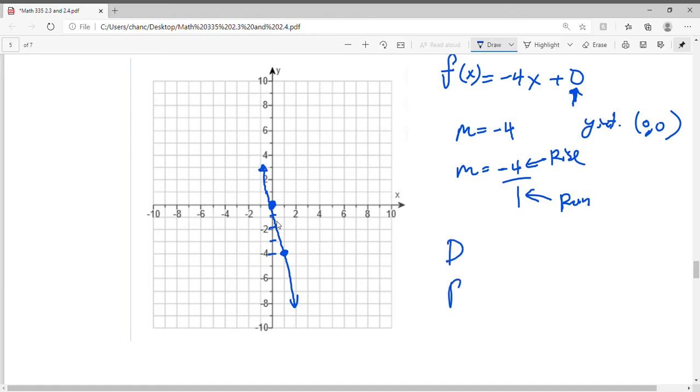The domain and range for this line is -infinity to infinity because it goes to the left forever. It goes to the right forever. That's why the domain is -infinity to infinity. Same thing for the range. It goes down forever. It goes up forever. The range is -infinity to infinity.